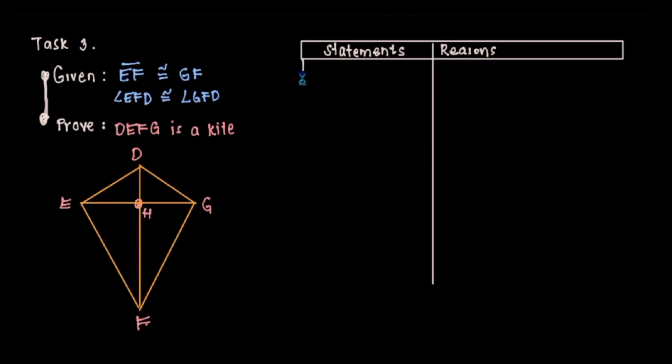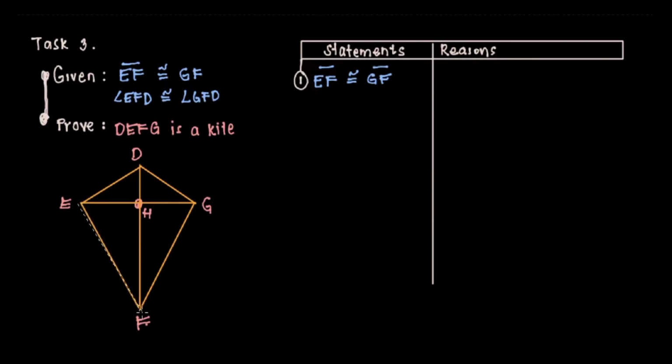Now, we will use the two column proofs to prove this one. Now, for our first statement, ang ilalagay natin dyan, segment EF is congruent to segment GF. Now, what do you think is the reason? Okay, bakit ganyan, no? But first, let us illustrate the first statement.